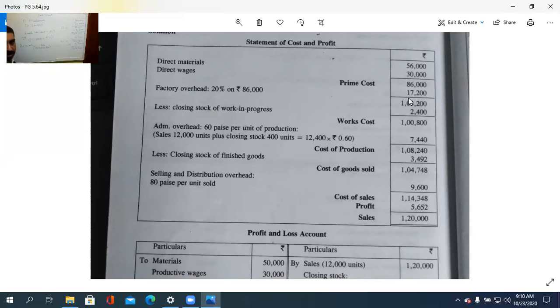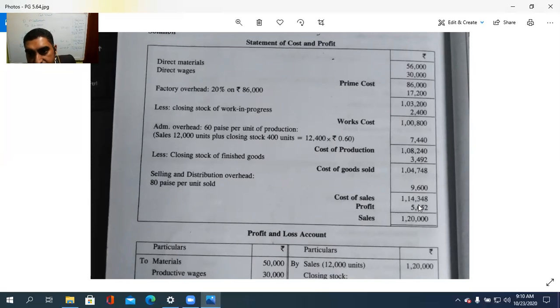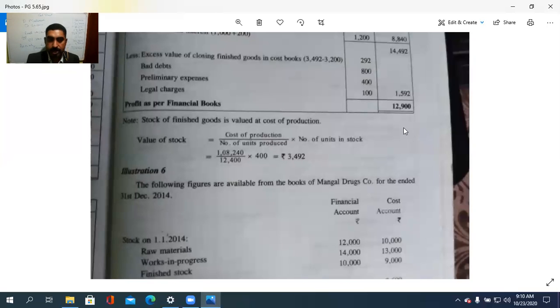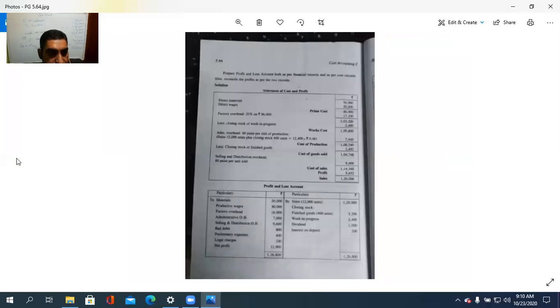It is 108,240. This is what? COP. Cost of production of office cost. Then we need to calculate the closing stock of finished goods. The closing stock of finished goods is to be arrived at in this way. See here, cost of production is 108,240 divided by number of units produced. How much? 12,400 into number of units in the stock. It is 400 units. The question mentions 400 units there. So how is it to be done? We will check it here.